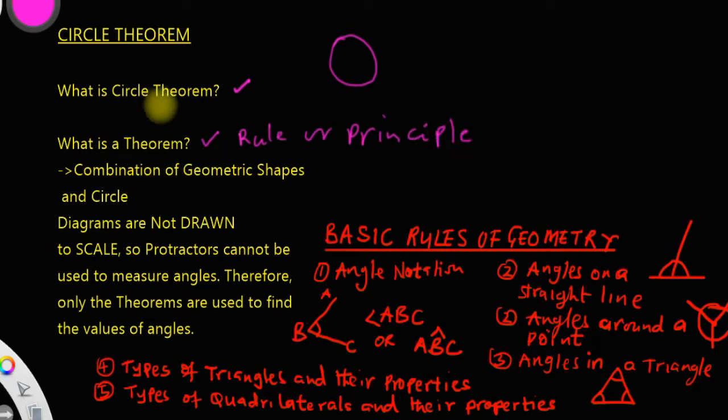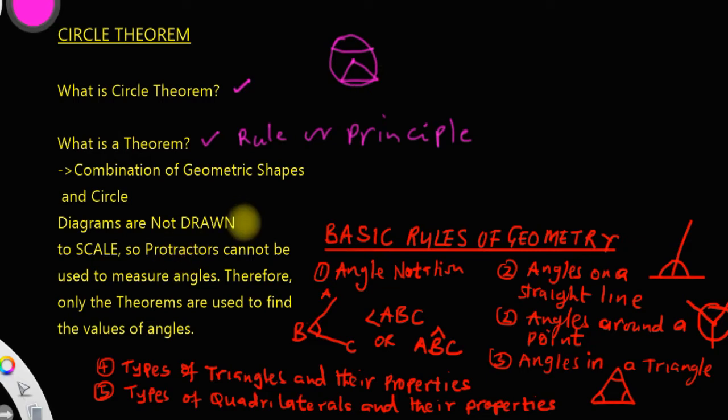So when we say circle theorem, it means that we are going to solve questions using rules or principles. In circle theorem, we combine geometric shapes and a circle. For example, if you have a circle, you can have a line from here joining this side. You can have, let's say, a triangle drawn like this. So in circle theorem, these are the things you will be expecting. We combine geometric shapes with the circle, and then we have to find values of angles in the circle.